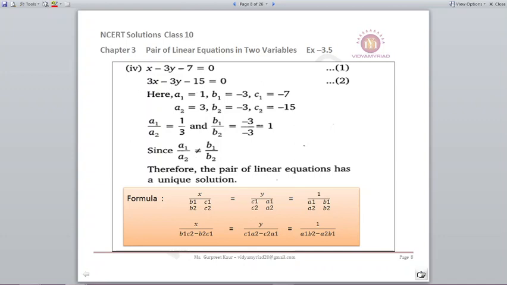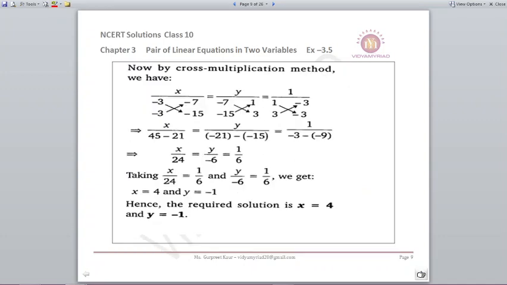So for finding the x value, we will write down minus 3 upon 3, minus 7 upon 15, which is equal to y upon minus 7 upon minus 15, 1 upon 3, and 1 will be 1 upon 3 minus 3 upon minus 3. So just cross multiply. At the end, you see that x upon 24 is equal to y upon minus 6 is equal to 1 upon 6. So to find the values of x and y, we will relate it with 1 upon 6. X comes out to be 4 and y comes out to be minus 1.